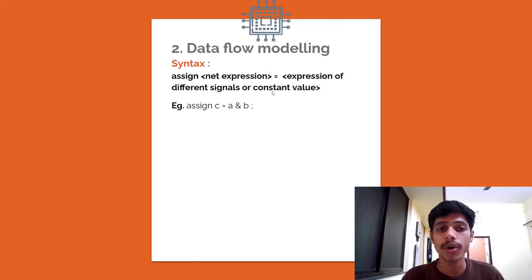Next, data flow modeling. It is as simple as gate level modeling. We have to do nothing, just write assign C equals A and B. This is for AND. As you can see, A and B are ANDed together, and this value is being assigned to C. So assign the net expression equals the assigning operator, expression of different signals or constant values, which is to be assigned to the net expression.